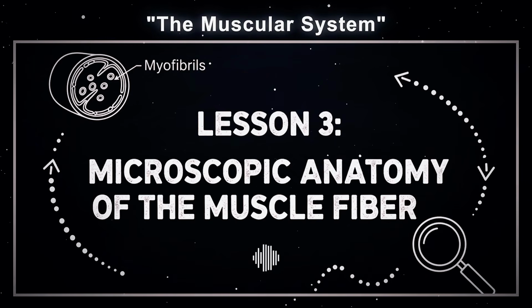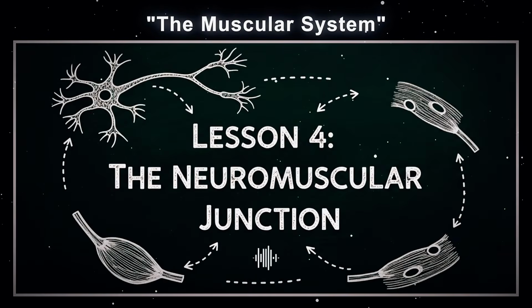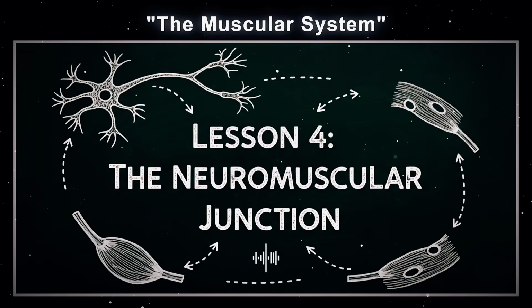Let the complexity dissolve into the simple feeling of relaxation in your own limbs. You are built of remarkable things. Rest in that knowledge. Lesson 4. The Neuromuscular Junction. Welcome back.